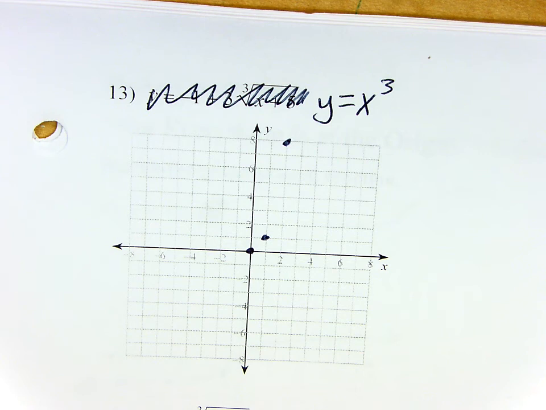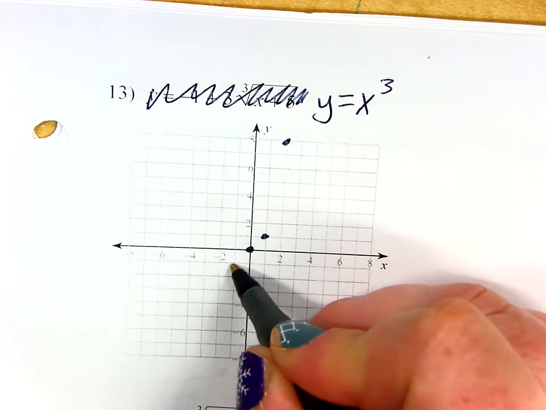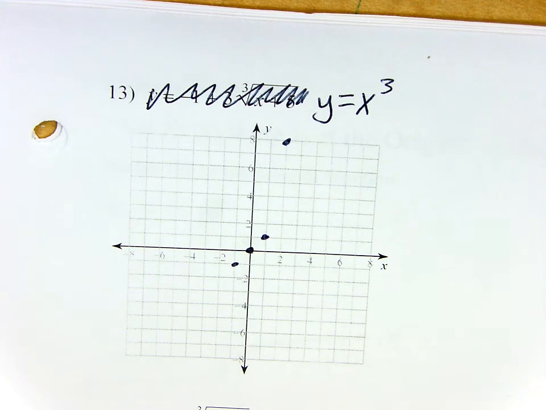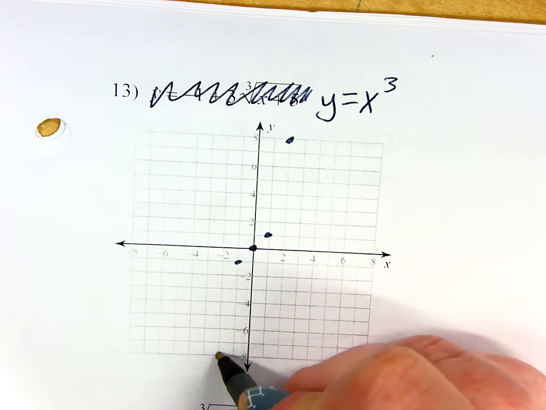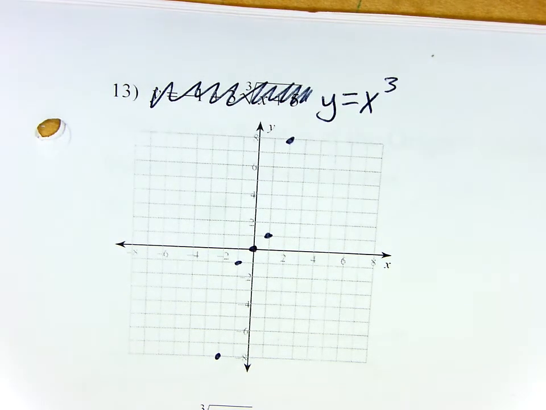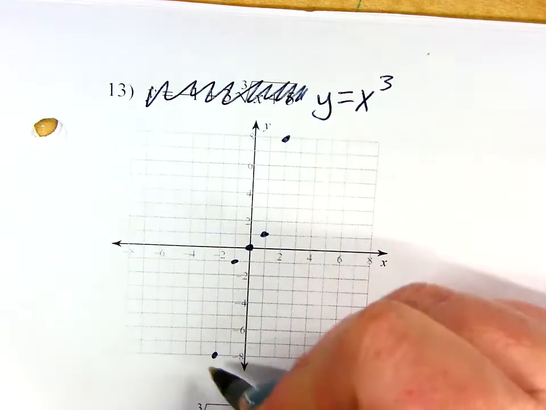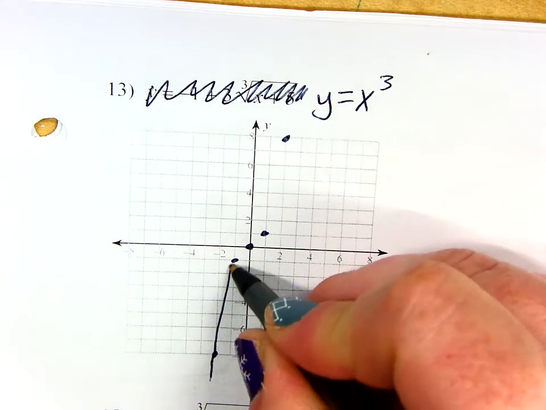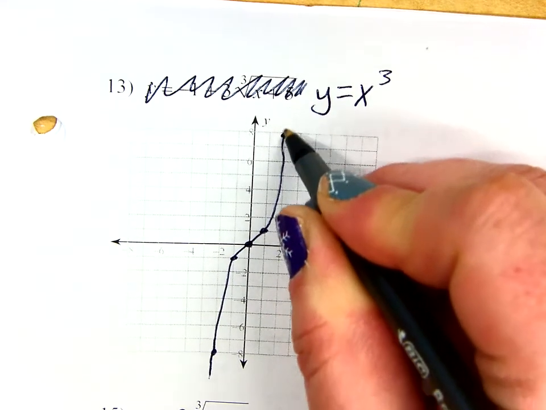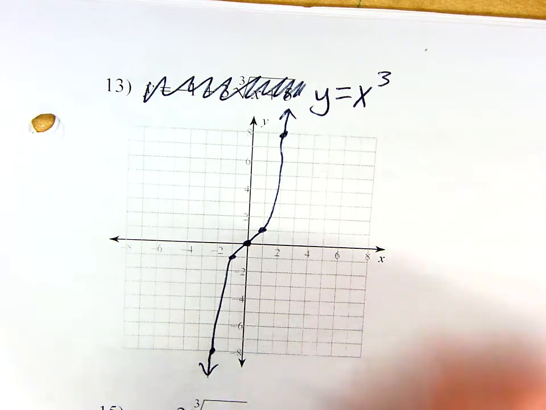So now let's do some negatives. -1 to the third power. -1 times -1 times -1 is -1. -2 to the third: -2 times -2 times -2 is -8. And then again, I'm not going to bother with -3 because it's off the chart. So it's the same as that cube root graph, just going this way instead.